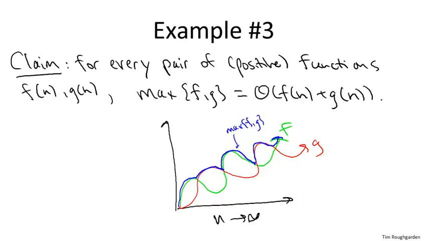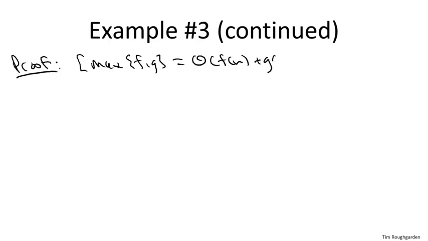So let's now turn to the proof of this claim, that the pointwise maximum of two functions is theta of the sum of the two functions. Let's recall what theta means formally. It means that the function on the left can be sandwiched between constant multiples of the function on the right. So we need to exhibit not only n naught, but also two constants, a small one c1 and a big one c2, so that the pointwise maximum of f and g, whatever they may be, is wedged in between c1 and c2 times f of n plus g of n, respectively.